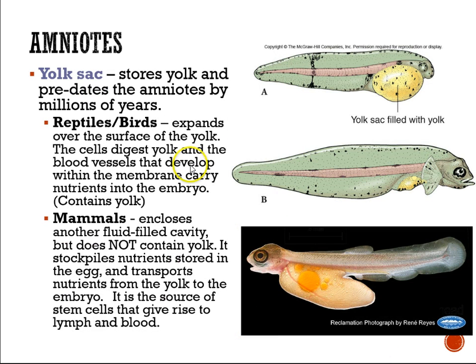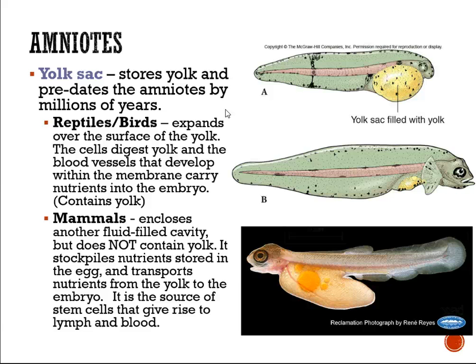Okay, the yolk sac is what stores the yolk, the nutrients, and the yolk sac actually predates the amniotes by several million years, okay? And so this is not something that is unique to the amniotes, because everybody who's got eggs has it. Now, for the reptiles and birds, the yolk sac expands over the surface of the yolk, and the cells digest the yolk, and then the blood vessels within that yolk sac are going to carry it to the embryo, okay?